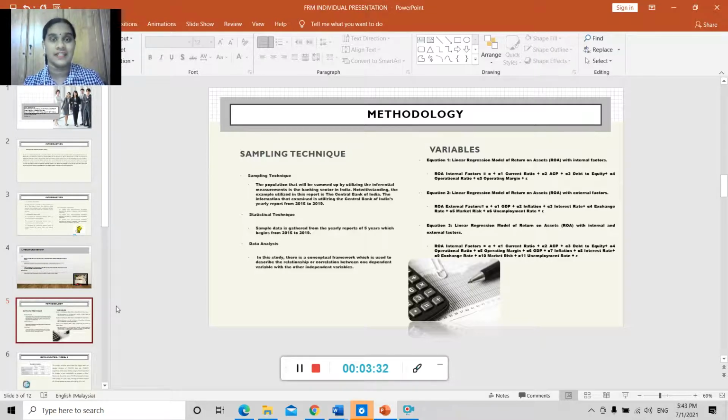Data analysis. In this study there's a conceptual framework which is used to describe the relationship or correlation between one dependent variable and the other independent variables. For example, our dependent variable in this case is ROA, so the internal factors and the external factors are the independent variables. As you can see in the variables, there are three equations. The first one is linear regression model of return on assets with internal factors. Second one is linear regression model of return on assets with external factors. And the third equation is linear regression model of return on assets with internal and external factors.